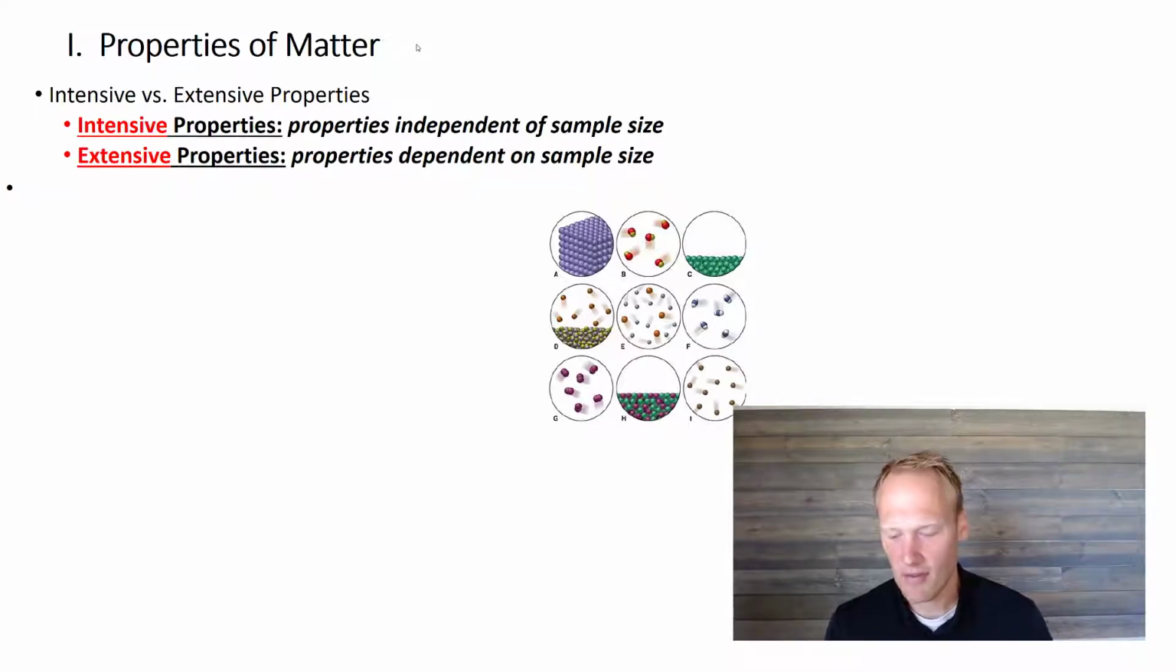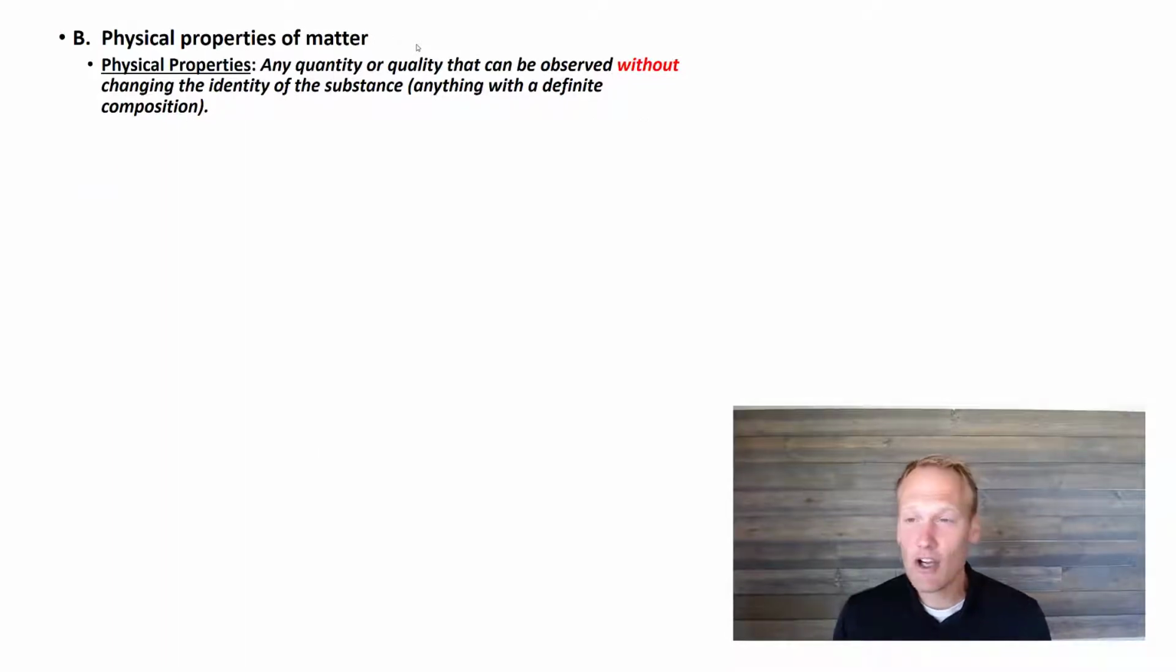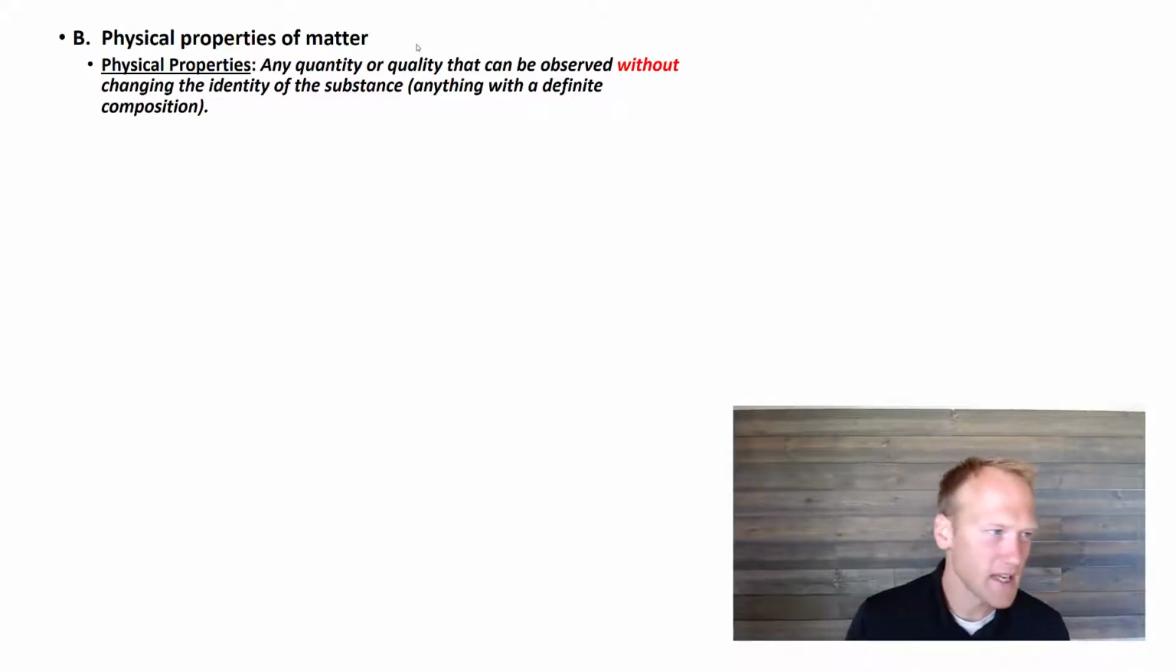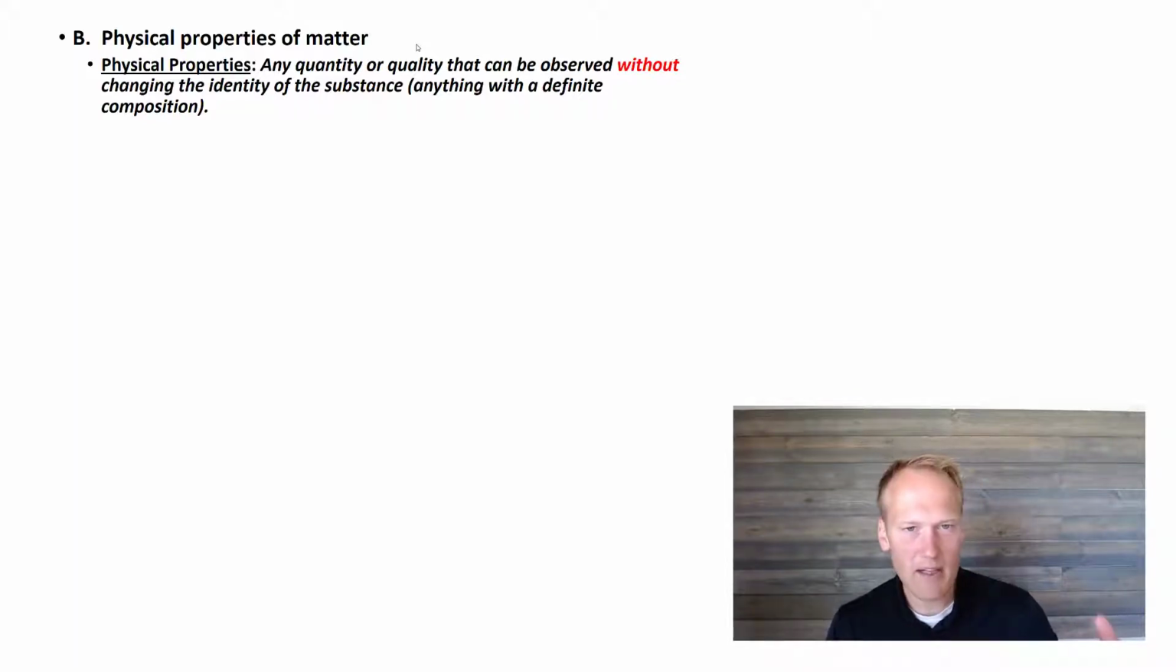A physical property is any quantity or quality that can be observed without changing the identity of the substance. In other words, I don't need to light it on fire or have it go through some kind of chemical reaction to observe it. I can just pick up the object and observe the physical property by looking at it. So let's take a look at some physical properties and identify whether they're intensive or extensive.